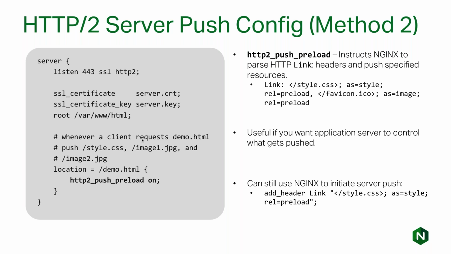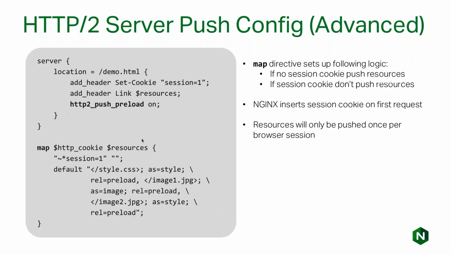You can also use NGINX to initiate those by putting an add header directive directly in the configuration. That's an alternative to putting the HTTP2 push directive in the configuration. And as we'll see in a moment, it allows you to do more sophisticated, more selective pushes. Here's an example of one of these more sophisticated selective pushes. In this configuration, when a client requests /demo.html, the 3 directives at the top apply. The first directive gives the client a cookie name equals session, value equals 1. The first time the client comes to request that resource, it won't have a cookie, but a client will present that cookie on subsequent attempts to get that resource.